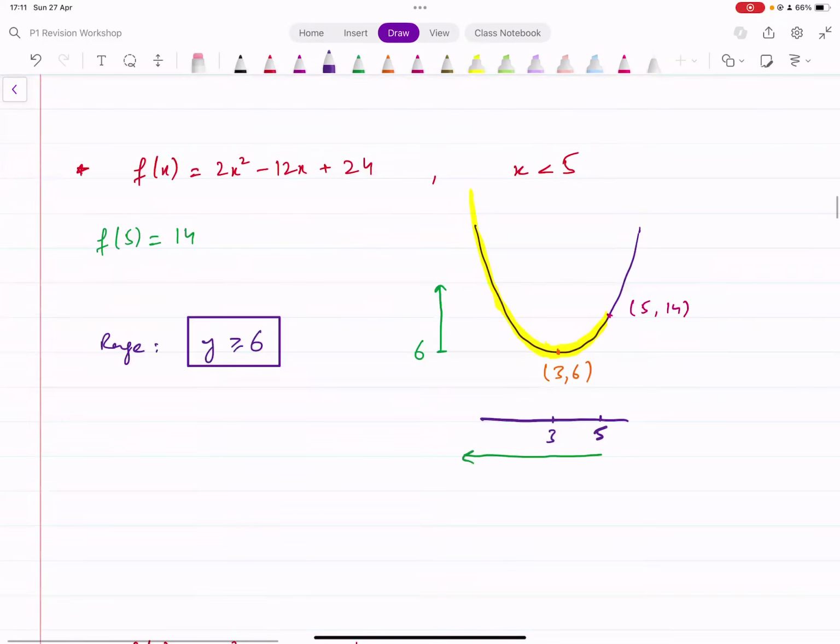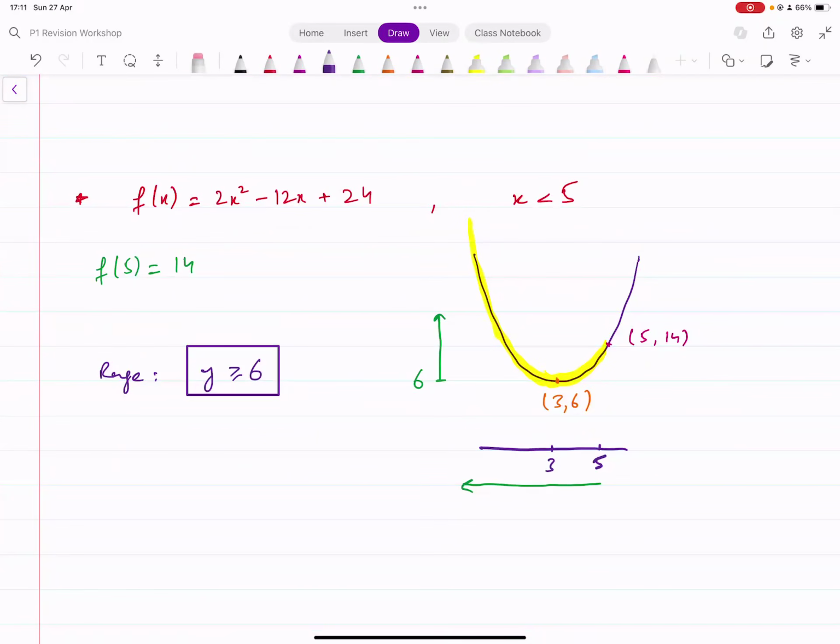Now, if they restrict the domain, so if it's the same function, but they restrict the domain like this, they say that x is now less than 5. Now, what does that mean? How do you think about the range of this function? Now, you have to think of the turning point and you have to think of this point 5 and consider both of them to figure out what the range is going to look like. Find the value for y when x is equal to 5.